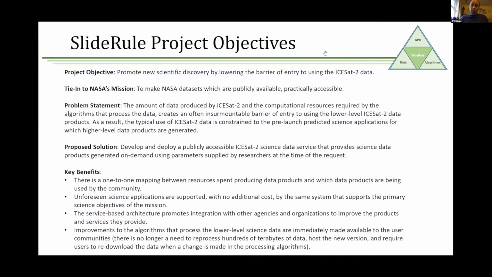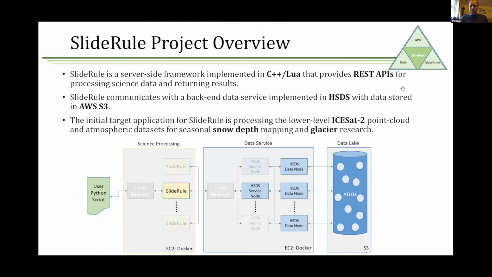NASA's solution to that right now is that we provide some select higher level data products that are much smaller, that target certain science communities. So then the problem becomes, is your science community targeted by one of those higher level data sets? And if it's not, and you're forced to use the lower level data sets, that's the problem that SlideRule is trying to address. So a quick overview of the architecture of SlideRule.